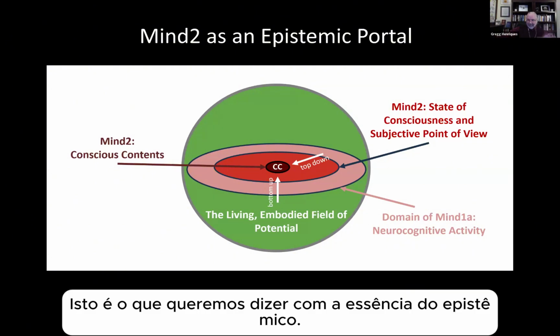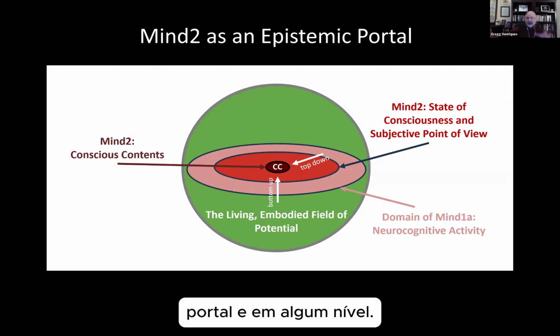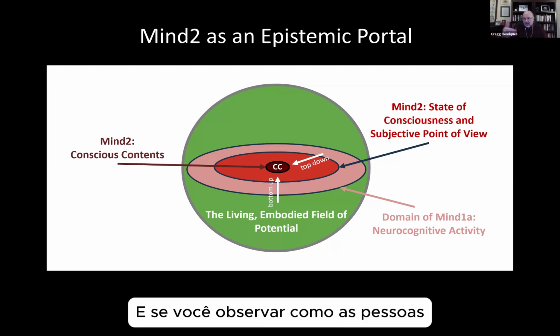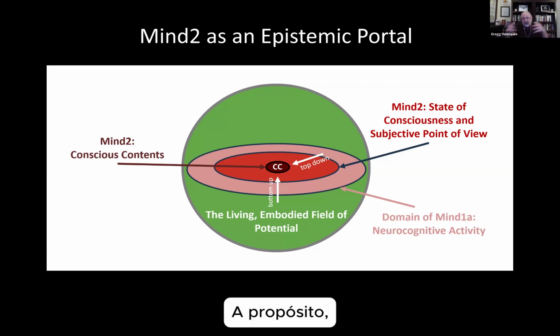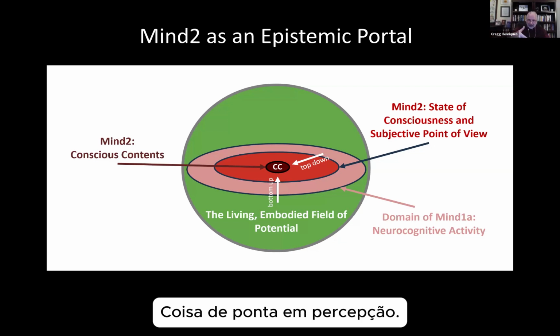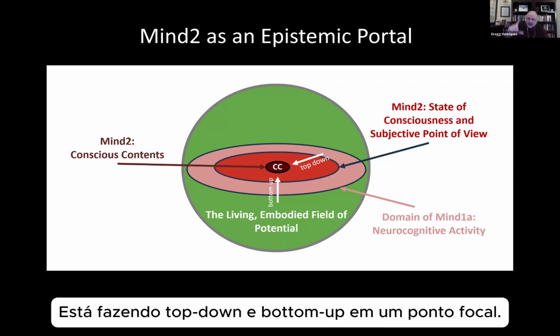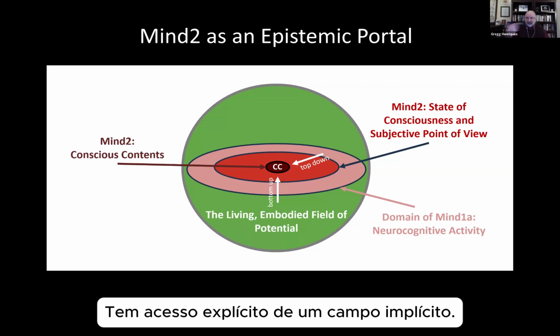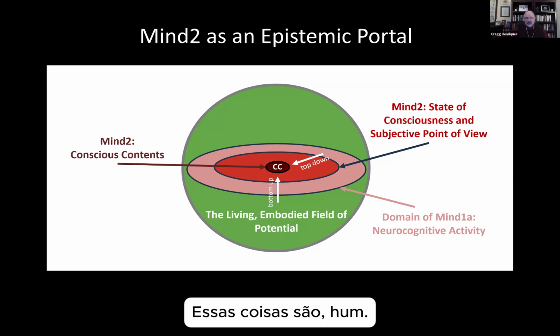This is what we mean by the essence of the epistemic portal. And at some level, this is a really simple model. It's like, oh, yeah, obviously. And if you pay attention to the ways in which people analyze this through memory and attention and procedure, perception, which, by the way, I just taught in a graduate class on cognitive science, the cutting edge stuff in perception and in memory and intention is doing top down, bottom up, on a focal point in relationship to a field of attention that has explicit access out of an implicit field. That is the frame that's available.